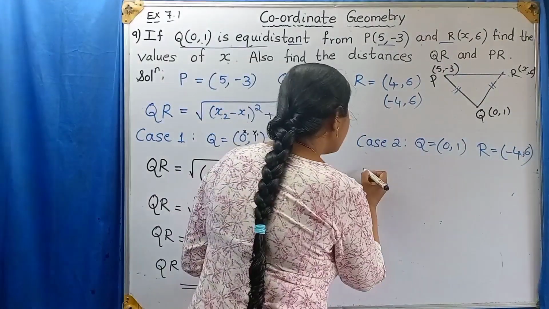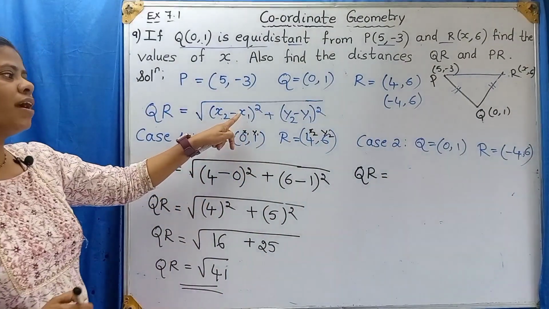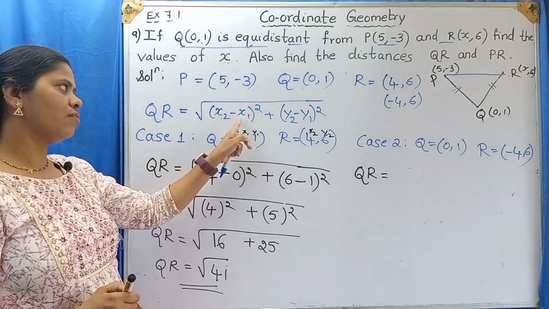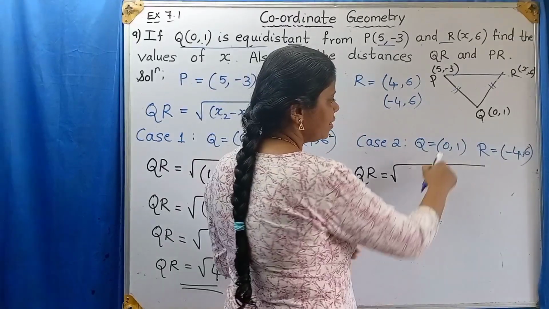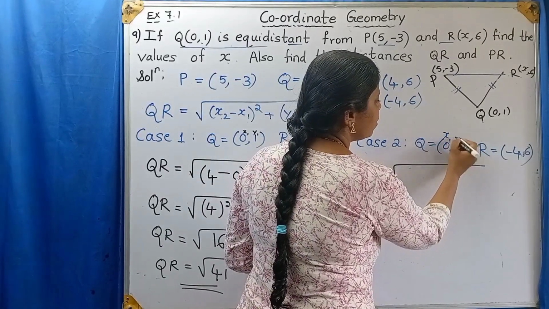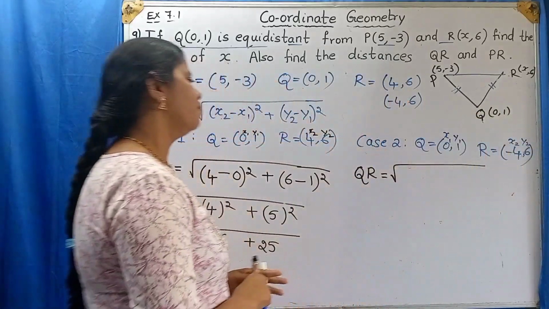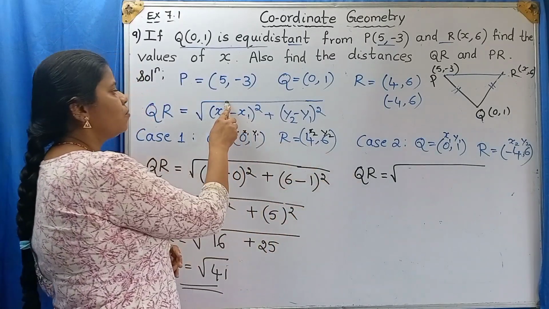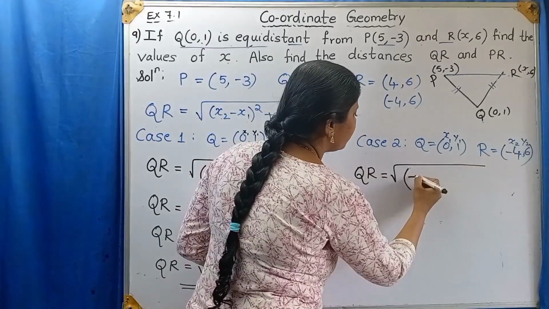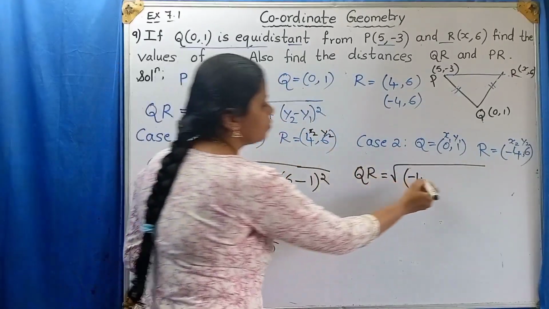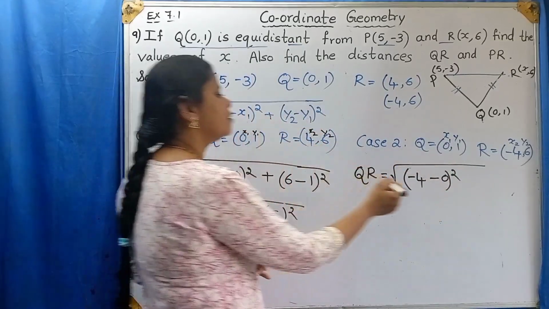Let us find out that QR is equal to, let me apply this distance formula directly. I am not going to write this once again. Okay. Square root of, here, in this case, this is our x1, this is our y1. This is our x2 and this is our y2. Okay. QR is equal to square root of, bracket open, x2 that is minus 4 minus x1 that is 0 the whole square. For this plus, let us write plus.